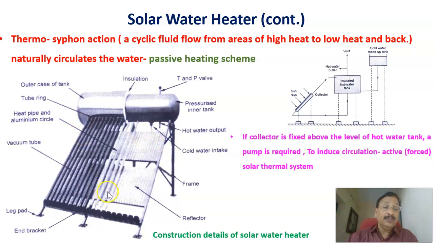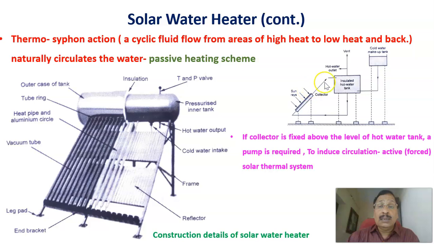And these are the construction details of a solar water heater. This is a pressurized inner tank, and here of course it is insulated. Then there is the outer case of the tank and the tube rings, etc. These are the vacuum tubes, and this is a reflector, etc., and the end brackets. So these are the construction details of the solar water heater.